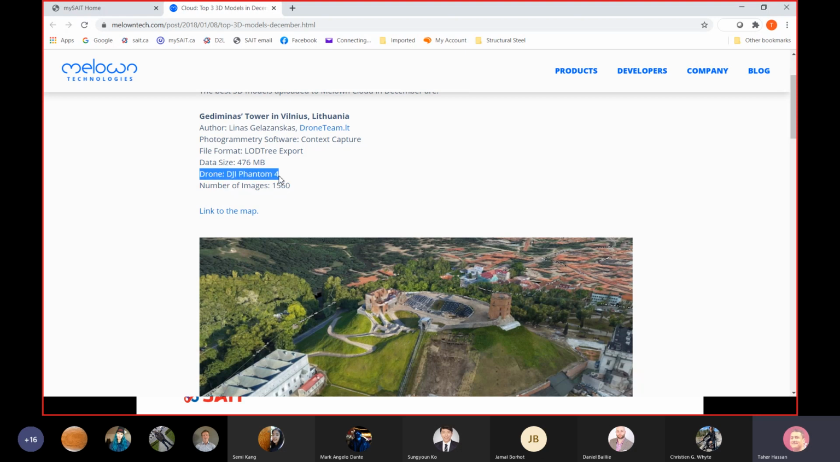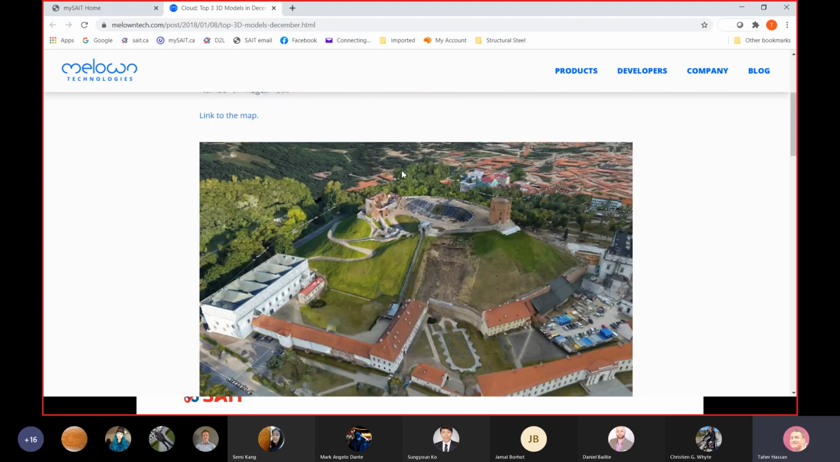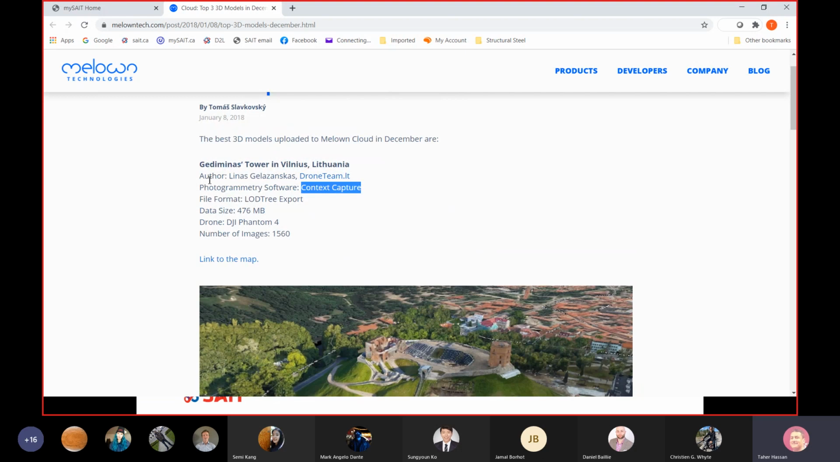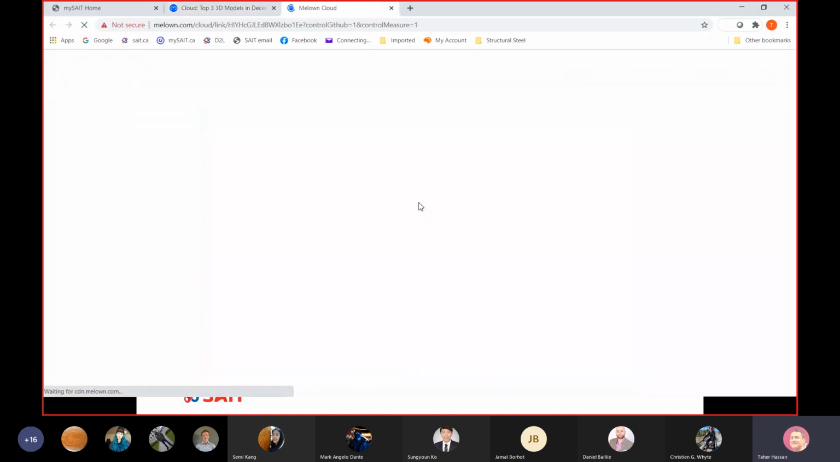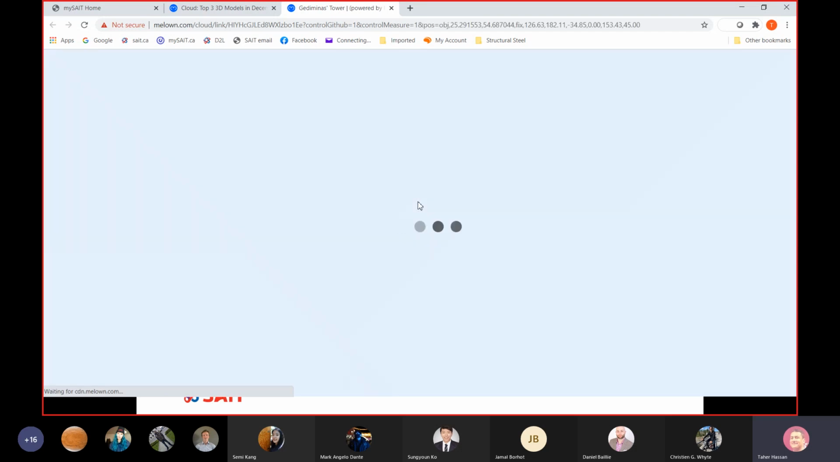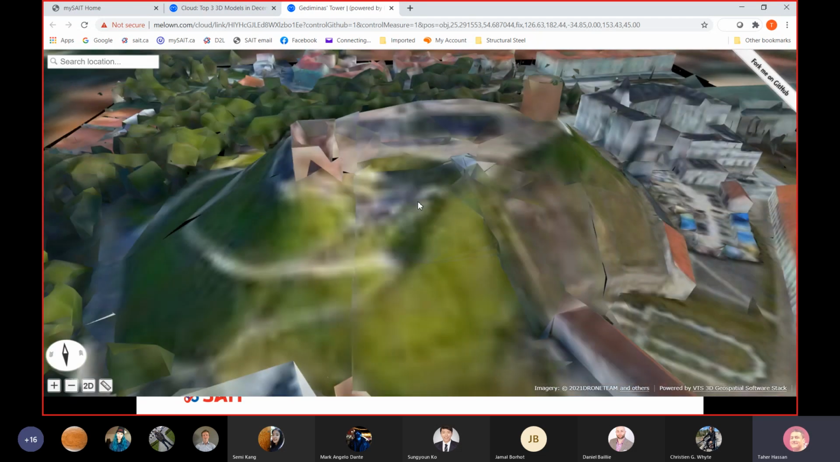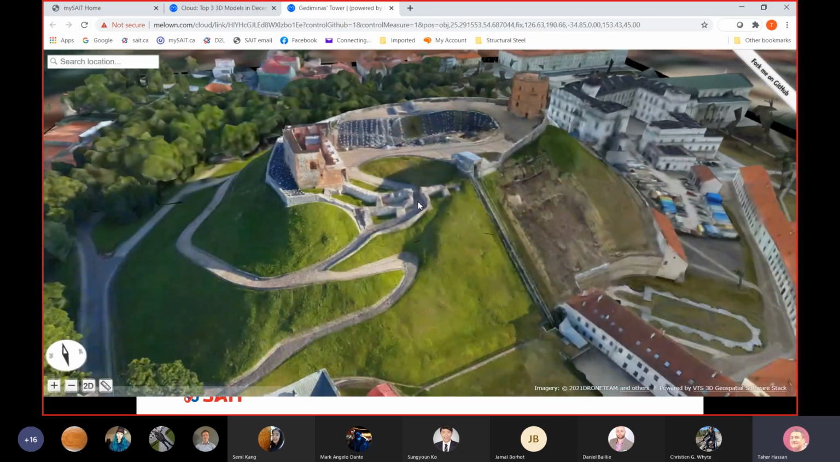This was captured by a Phantom 4, and the data size is 476 megabytes. I think they used ContextCapture, that's the software to build the 3D model, and this is the author of this model here. Anyway, look at this, please. All you have to do is click on the model, and it will take some time until the model is up and running because it's millions and millions of faces and points. Just be patient. You can see my model is coming.